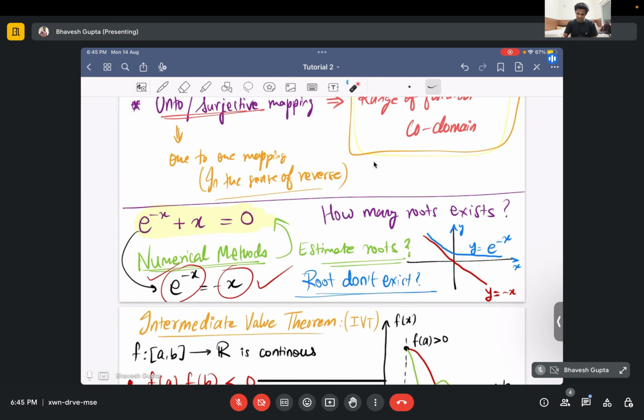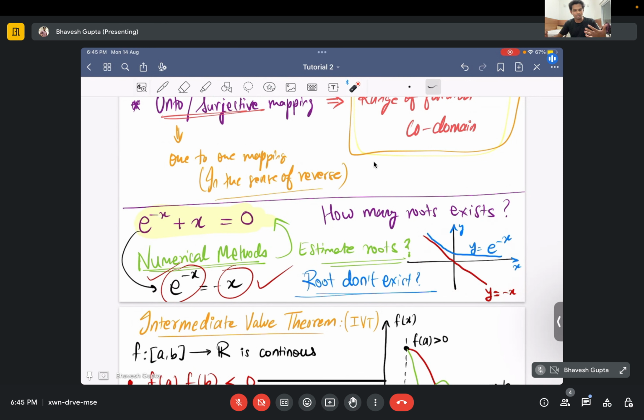I was able to claim this using just the graph. I hope everybody understood this idea, right? Can anyone give me a thumbs up that everybody understood this idea? Yeah, using the graph you can estimate the root exists or doesn't exist.